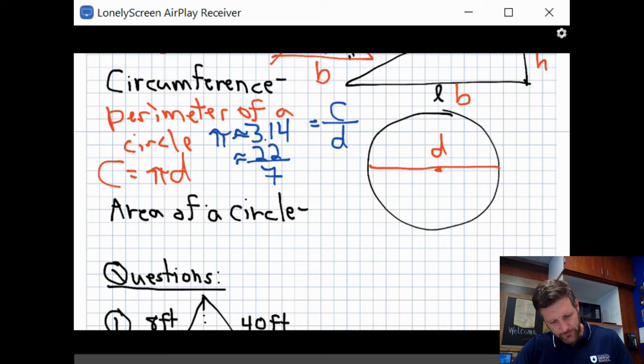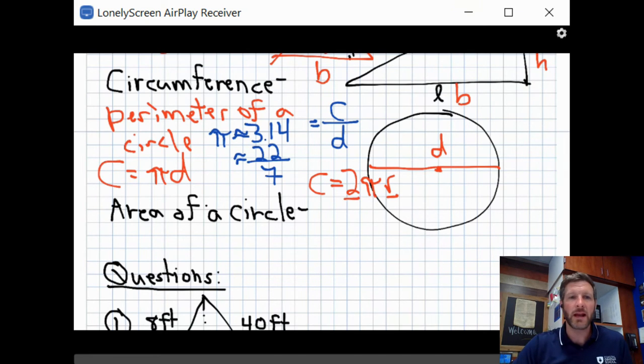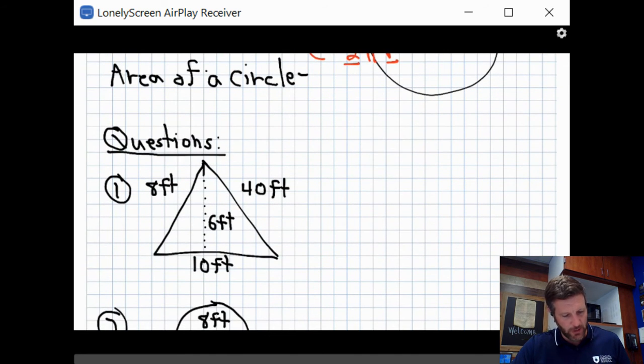C is equal to 2 pi r. And that just means that because the radius is half of the diameter. So if you have the radius, just double the radius and then multiply that times pi, and you'll have your circumference. Okay, and then I didn't leave myself much room here, but the area of a circle.